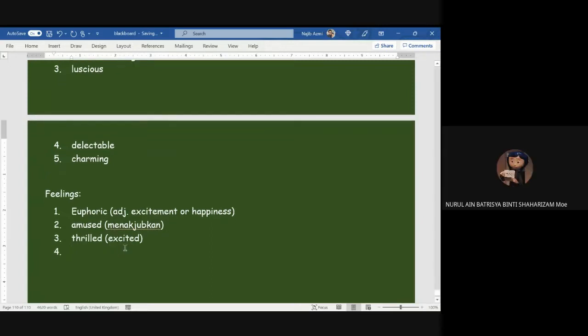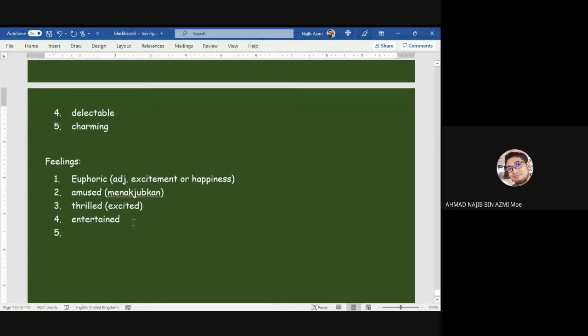And entertained. If you understand this, it comes from the word entertainment. Terhibur, entertained. It means amusement and enjoyment. Okay. And the last one we have is? Merry. It means happiness. Happy. Yep. Good. So these are words that I don't see students use a lot of the time to describe feelings: euphoric, amused, thrilled, entertained, and merry.